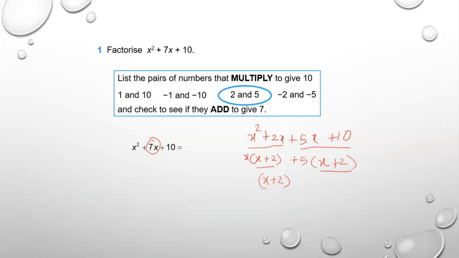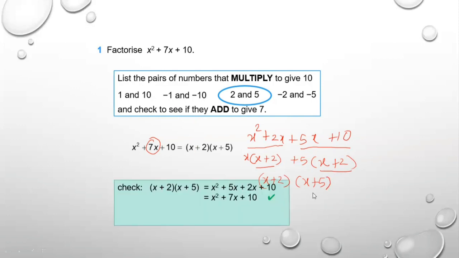When x plus 2 is taken common, x is left from here, and plus 5 is left from here. So this is how we get the factors of x square plus 7x plus 10 as x plus 2 into x plus 5. Okay, understood children? This is how, and then you can also recheck it.